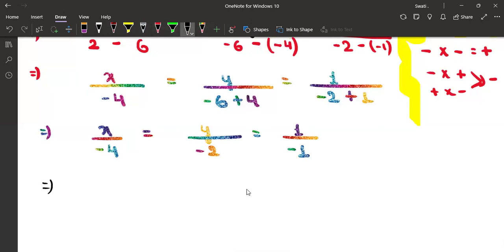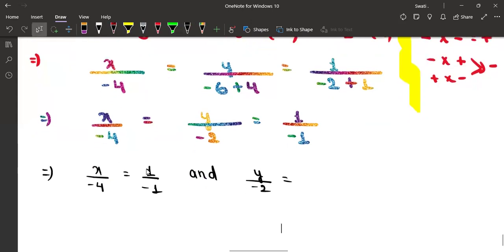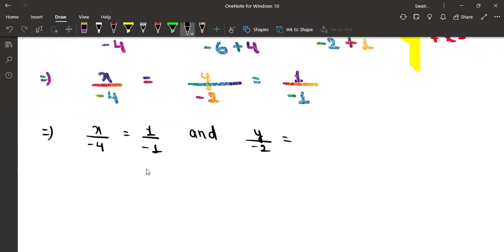Can you tell me what should I do next? Because we have x done. x upon minus 4 equals 1 upon minus 1. Very good. And y upon minus 2 equals 1 upon minus 1. First we equate, and then we'll simplify. Same thing, right?